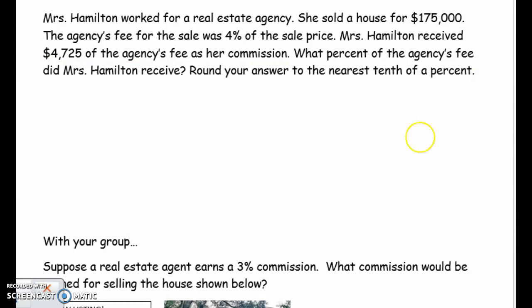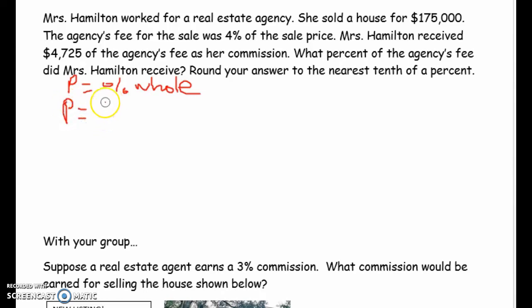Okay, so let's go back to this. If this is the part again, equals the percent times the whole. There's a couple of different ways to look at this. Now, the part that we're looking at, we don't really know because we don't know what the agency's fees were, but so here's the part.